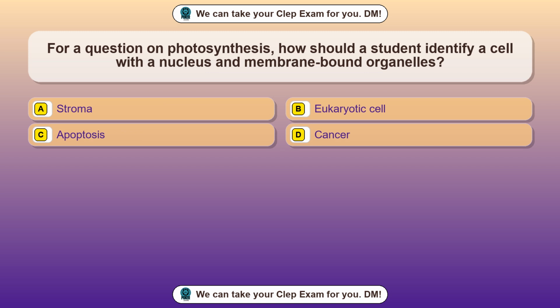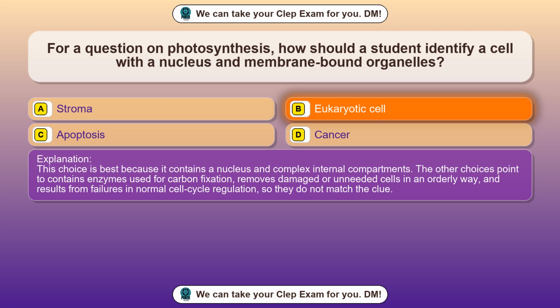Question 32. For a question on photosynthesis, how should a student identify a cell with a nucleus and membrane-bound organelles? Option A, stroma. Option B, eukaryotic cell. Option C, apoptosis. Option D, cancer. The correct answer is option B, eukaryotic cell.